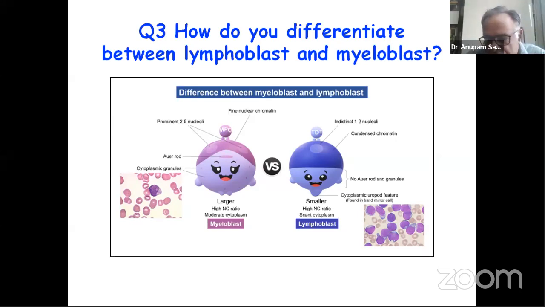So the important thing is that in today's world, the morphology is important, as Dr. Sandeep said, but more important than that are the various investigations which you need to do, like immunophenotyping, cytochemistry, and other investigations, even molecular and cytogenetics, to come to a conclusion as to what we are dealing with.